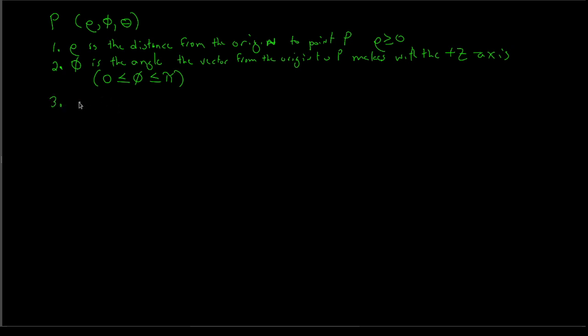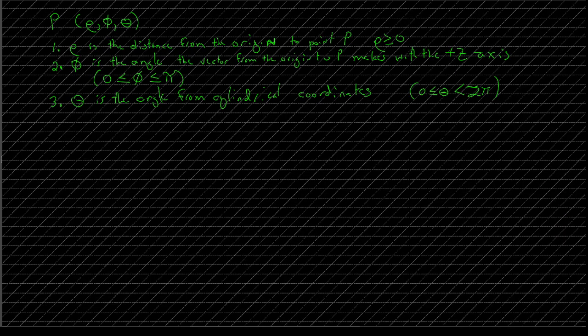And then theta is the angle from cylindrical coordinates. And theta, as within cylindrical coordinates, is between 0 and 2 pi. So let's draw this and get a feel for what's going on, and then make some relationships here.